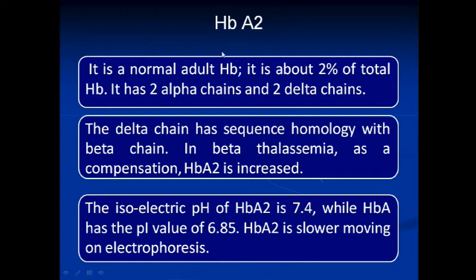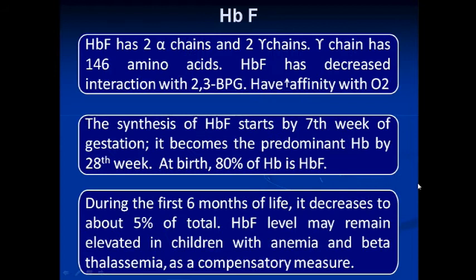Now hemoglobin A2 is a normal adult hemoglobin. It is about 2% of total hemoglobin. It has 2 alpha chains and 2 delta chains. The delta chain has sequence homology with the beta chain. In beta thalassemia it is increased. The isoelectric pH of hemoglobin A2 is 7.4, whereas the isoelectric point of hemoglobin A is 6.85. The difference in this pH plays a very important role in our buffering system. HbA2 is a slower mover on electrophoresis.